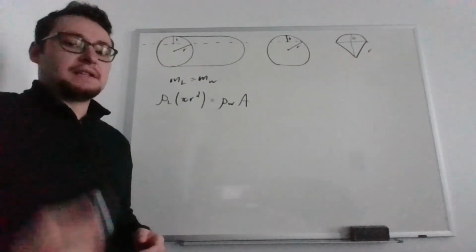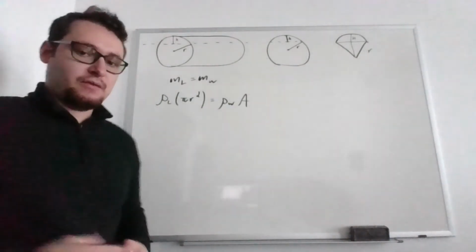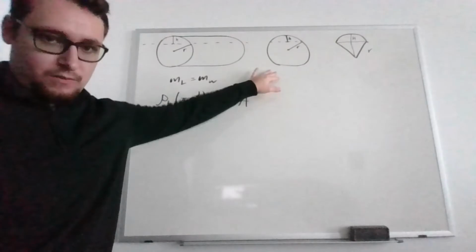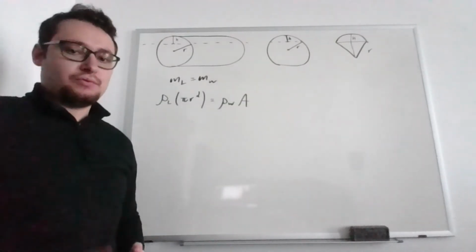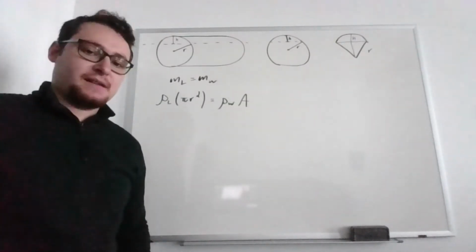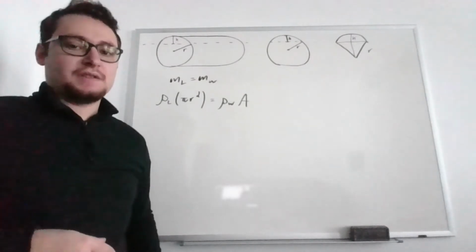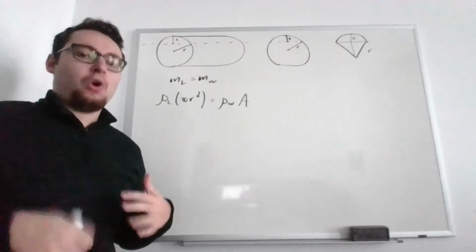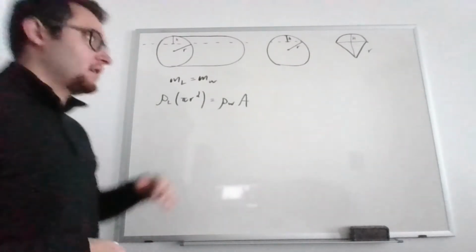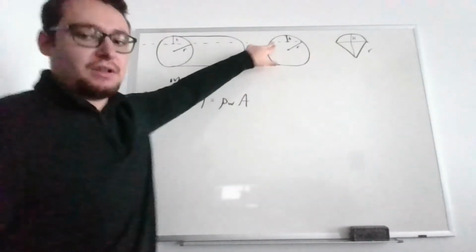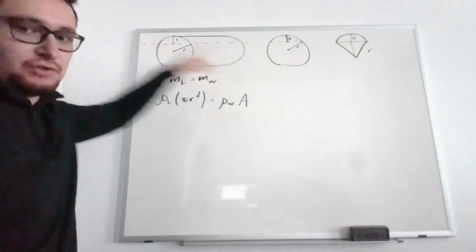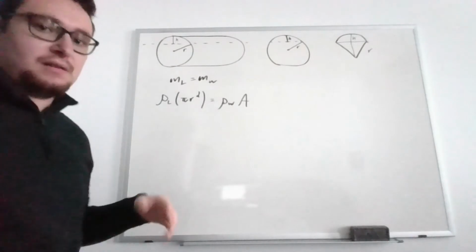Now, the density of our log times pi r squared, which is a circle, is equal to the density of the water times A. Now, A represents the cross-sectional area that the water is present on in our circle. Now, you'll notice that I have this kind of dashed line here and here. These are just the same circle, just drawn a bit more up front.